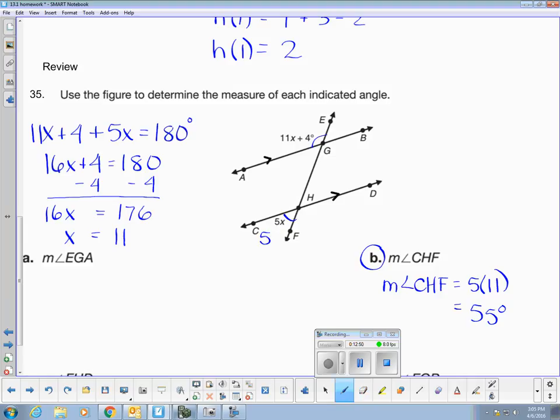Now, just by knowing that this angle is 55 degrees, I can now determine that this angle that's vertical is 55 degrees. This angle here that corresponds with this angle right here is also 55 degrees. And this angle that's vertical and corresponds to my original angle here, 5x, is also 55 degrees. And so all the other supplementary angles are 125 degrees. So that should help you find the measures of any of the other angles that you're asked for.